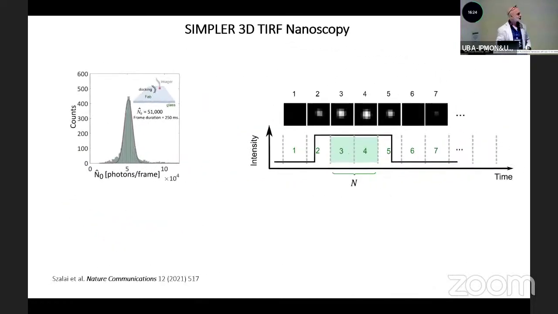So to use it, we need basically to determine this N0. So in this case, we threw a lot of antibodies on the sample, and we computed the average intensity. This was a DNA paint measurement, so we got a lot of photons, about 50,000 photons for each molecule.